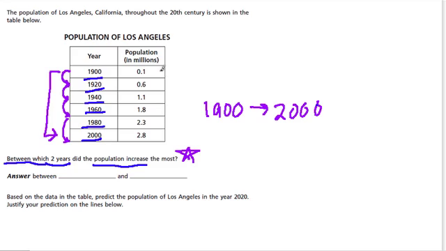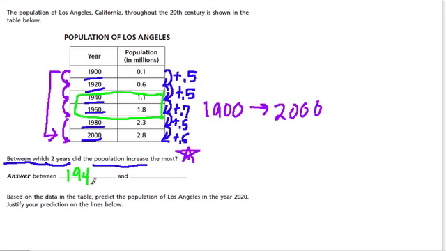And here my strategy is just to say, well, how much did it go up? Let's write that down. From 0.1 to 0.6 is an increase of 0.5. From 0.6 to 1.1 is another increase of 0.5. Then we go up 0.7 to get from 1.1 to 1.8. And then we go up 0.5 again to go from 1.8 to 2.3. And then we go up another 0.5. And that's millions, of course, so that's 0.5 of a million, or half a million. So looking at it this way, the biggest increase was from 1940 to 1960, because it went up the most, 0.7 of 1 million.